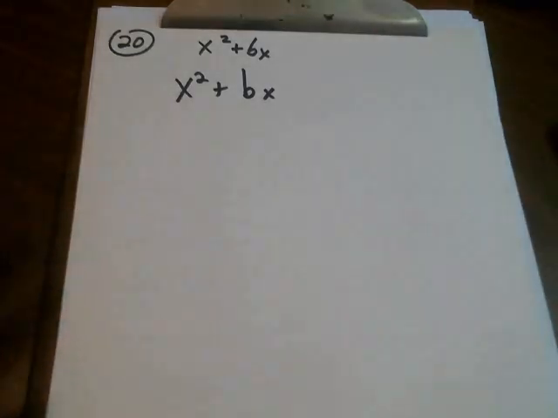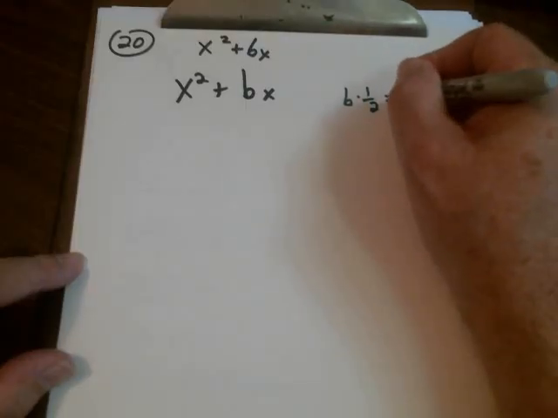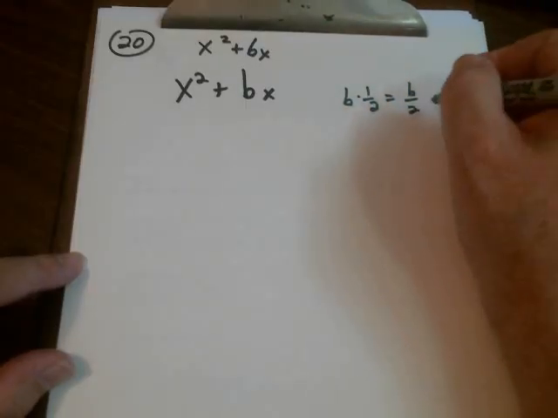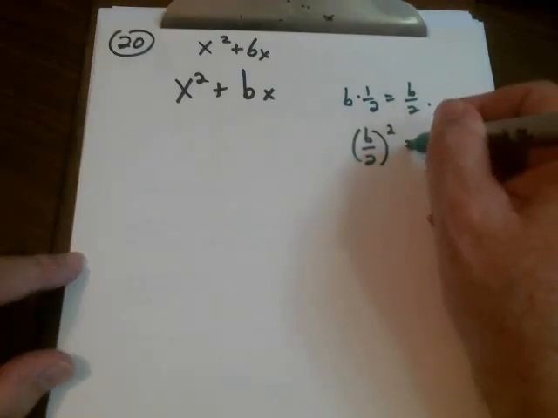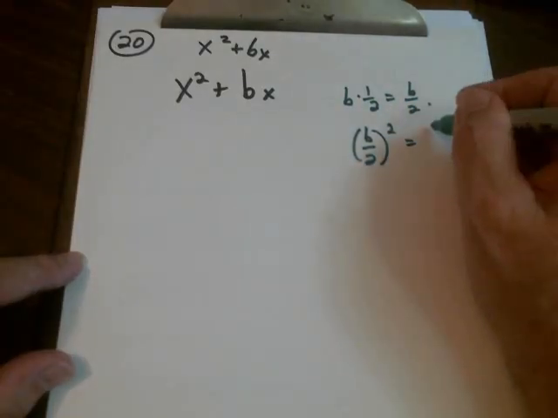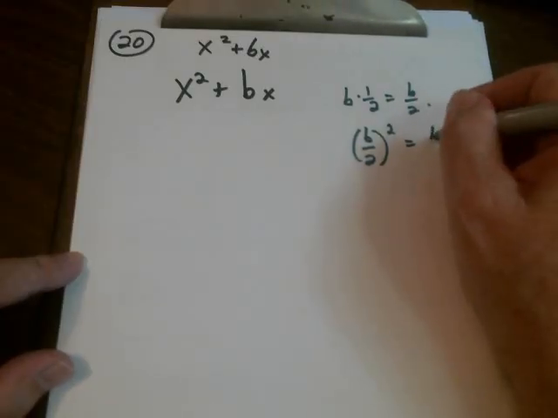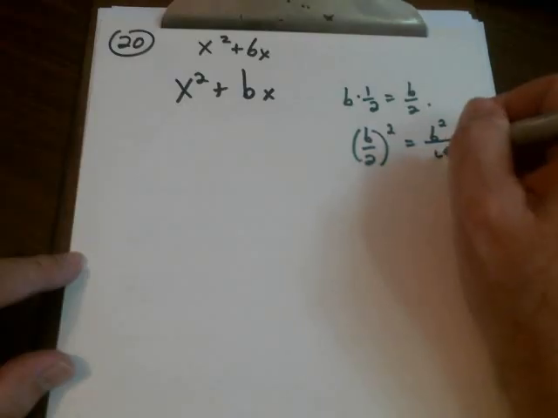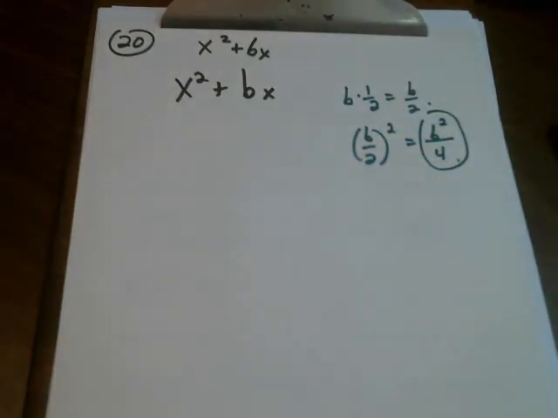Anyway, what we do is take half of b. We're now finding the magic number. So you take half of b times a half, which can be written as b over 2, and then you square that number. I think it would be helpful to apply the exponent to the top and the bottom. You'll have b squared over 4. That's the magic number, b squared over 4.